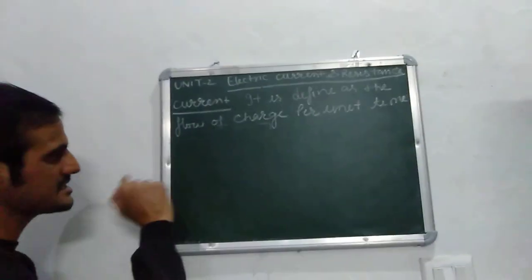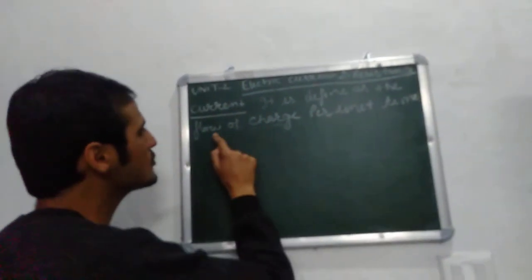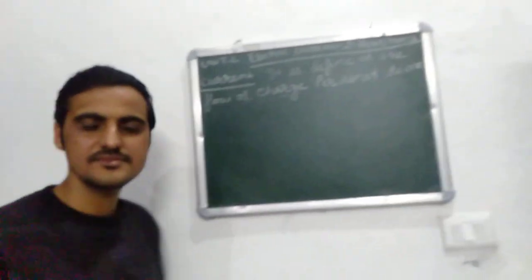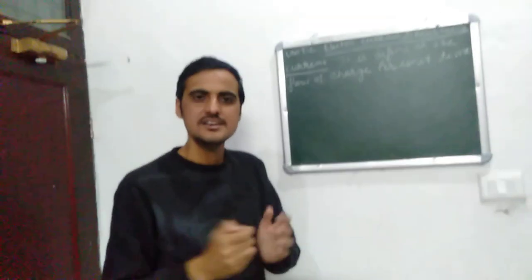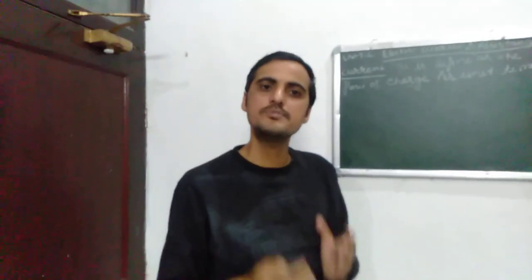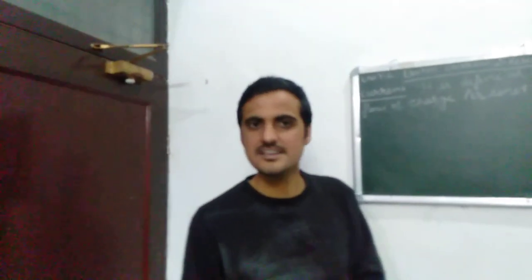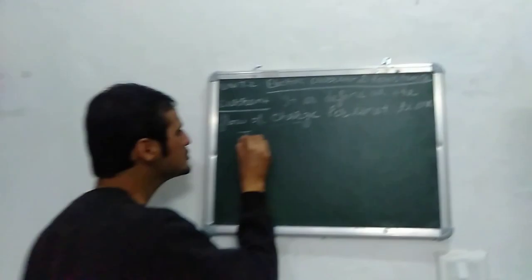What is electric current? It is defined as the flow of charge per unit time. In other words, we can say that the rate of flow of charge is known as current. I is equal to Q upon T.